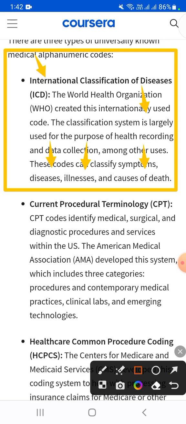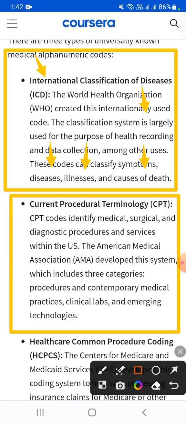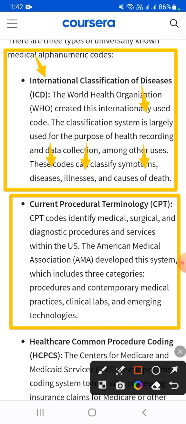The next code that is familiar or famous is Current Procedural Terminology, which means CPT. CPT codes identify medical, surgical and diagnostic procedures and services within the US. The American Medical Association, AMA, developed this system, which includes three categories: procedures and contemporary medical practice, clinical labs, and emerging technologies.